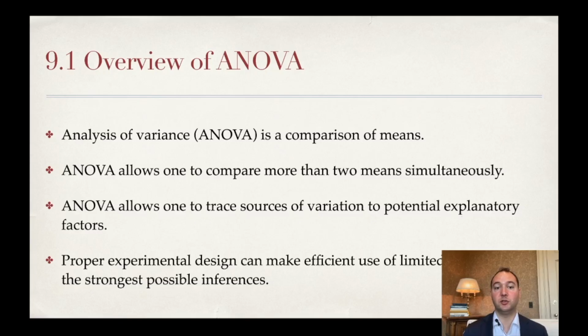ANOVA allows one to trace sources of variation to potential explanatory factors. Those explanatory factors are the treatments or the groups, and we're testing whether there's a difference in those groups which would explain a variation in some measurement. Proper experimental design can make efficient use of limited data to draw the strongest possible inferences.